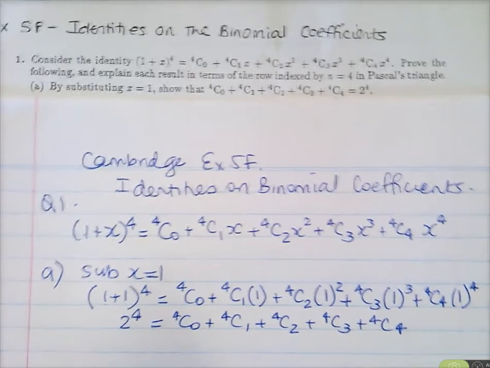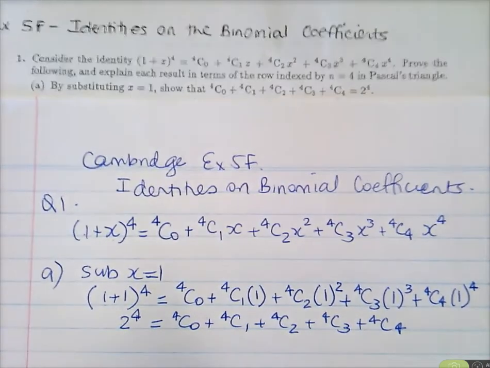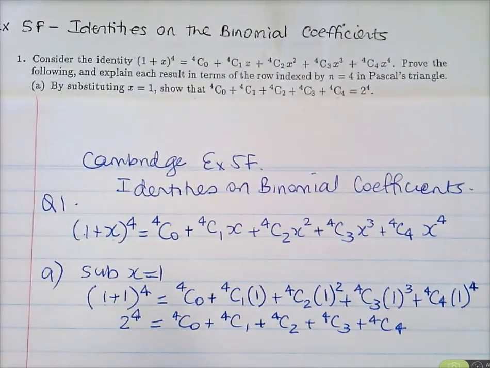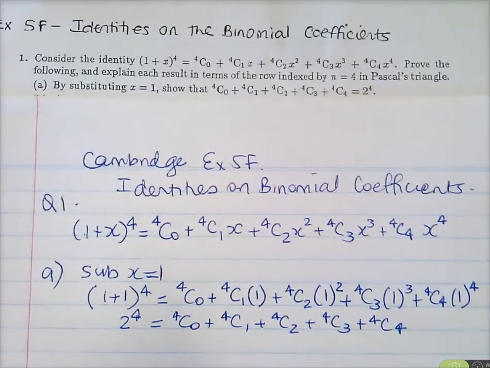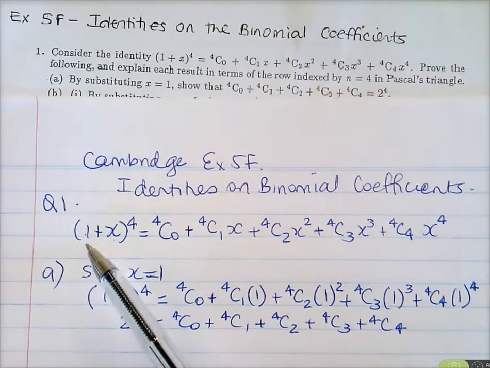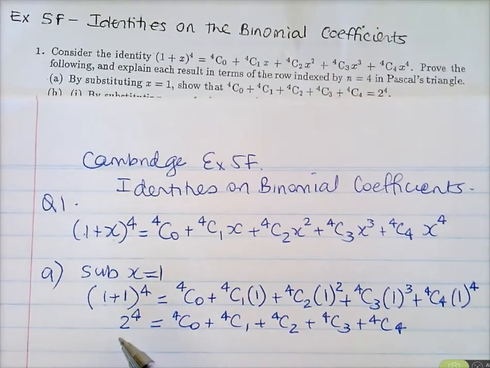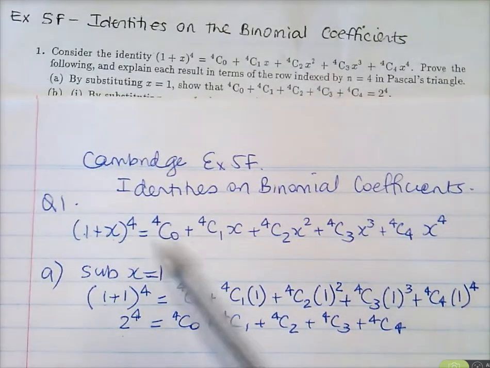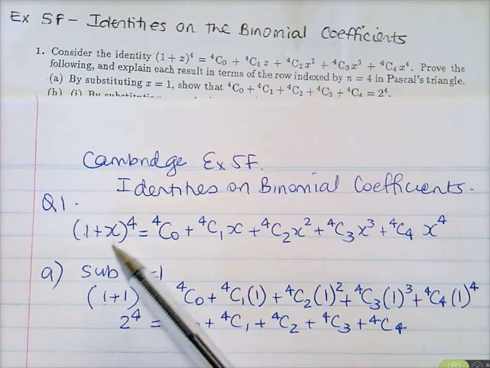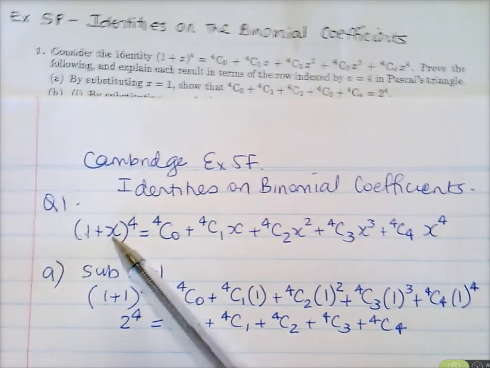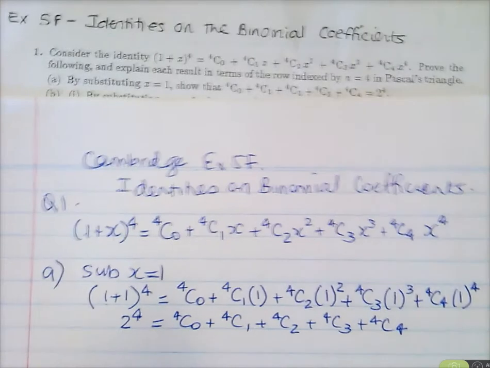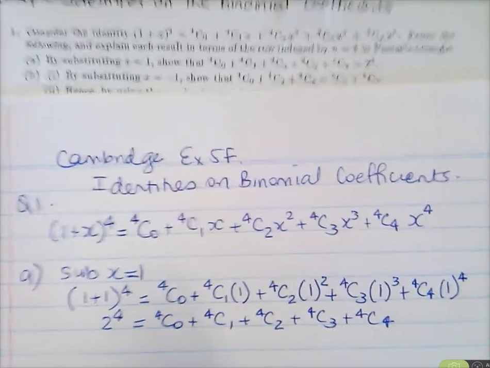Now, they might say to you, prove that result, but they won't tell you to substitute x is 1. You'd have to know 1 plus 1. They might say prove that 2 to the power of 4 equals that. You would write the expansion out and you would see if I substitute x is 1, I will get that. Alright? Are we okay?